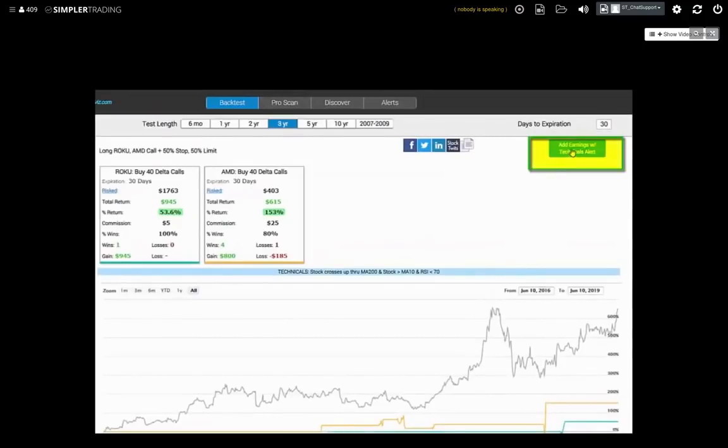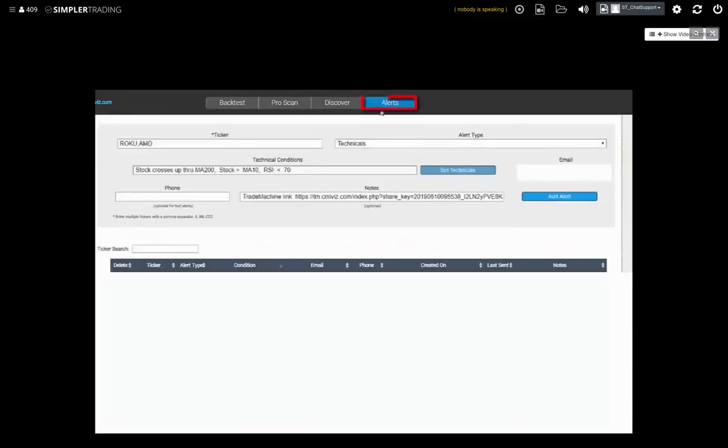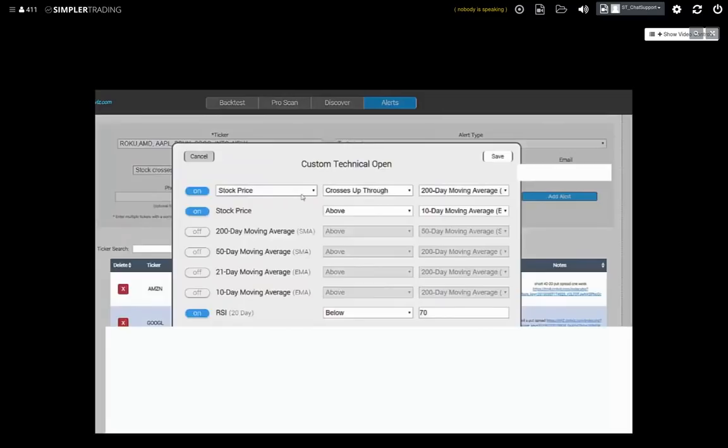So we'll click on the Add Alerts button. This will take us to the Alerts tab. Right now we're looking at Roku and AMD, but let's go ahead and add those other tickers that we looked at to start this demonstration. Apple, Starbucks, Cisco, Intel, and Netflix. This is a technical alert, and you can see the technicals are already set up for us. You can click the button just to verify it, but just clicking the Add Alerts button is going to get the exact trigger you want.